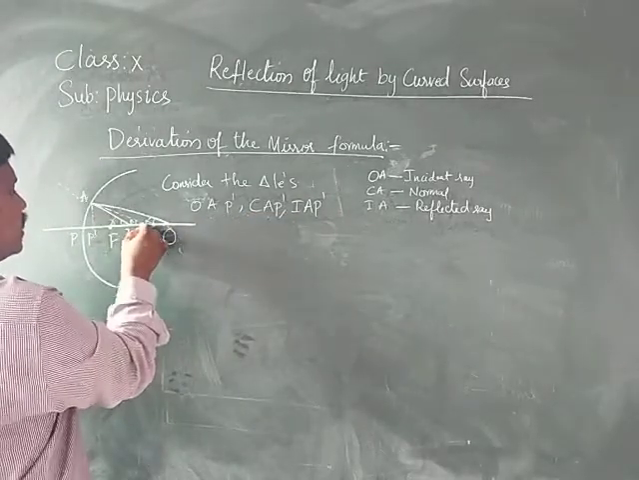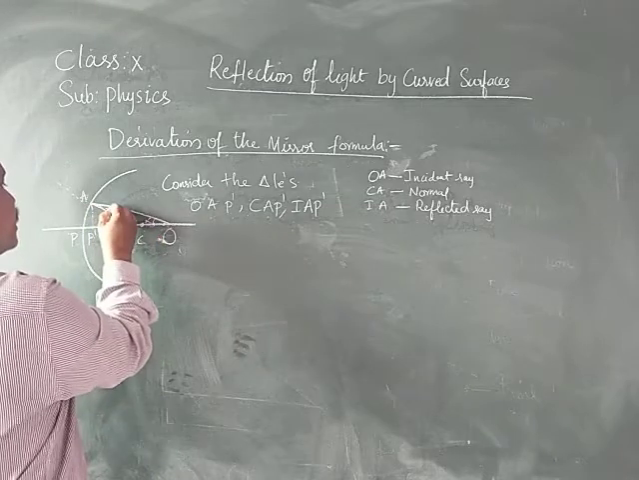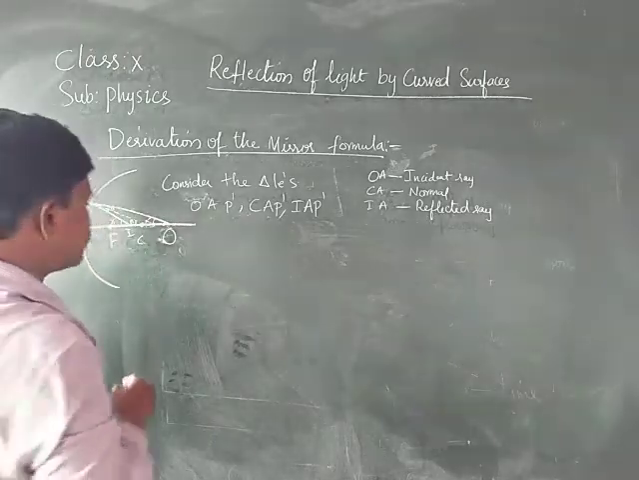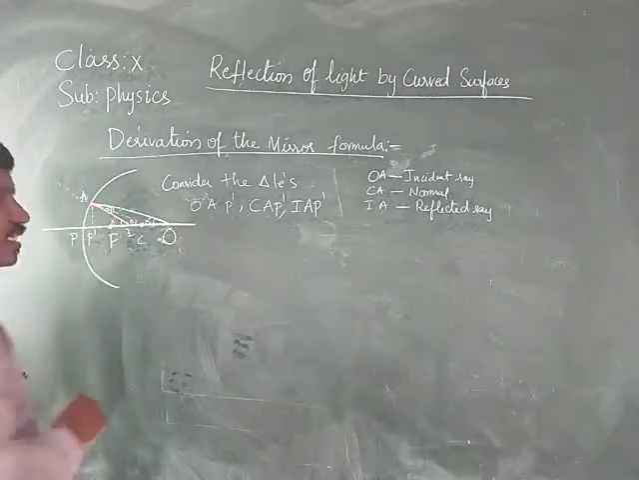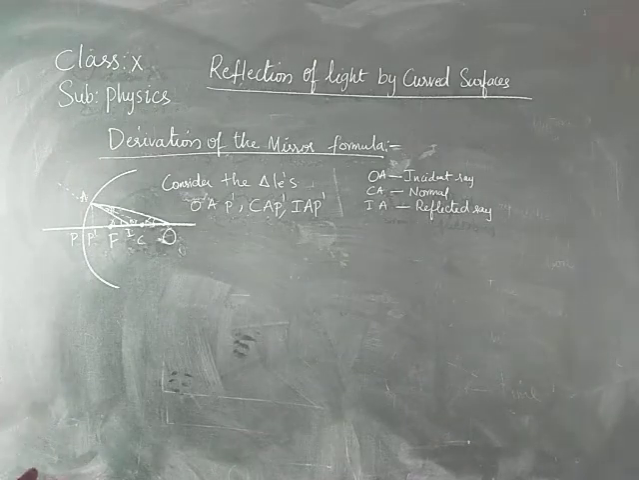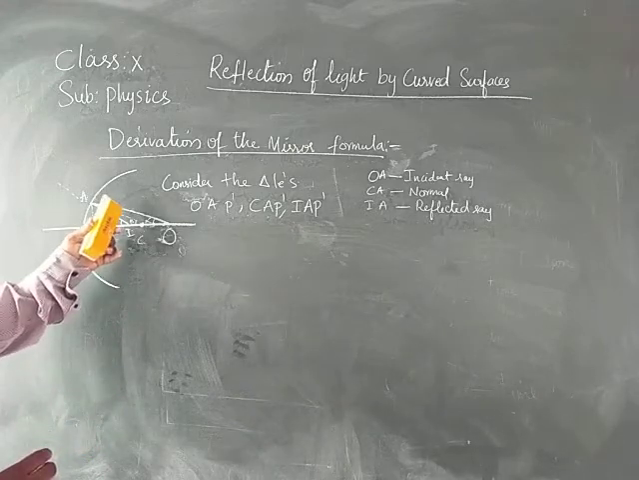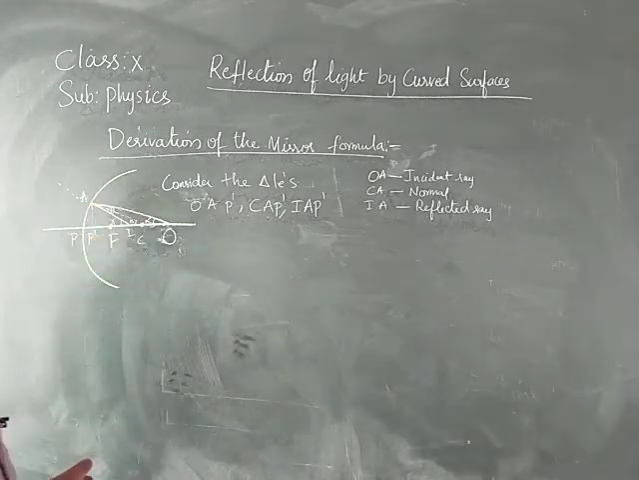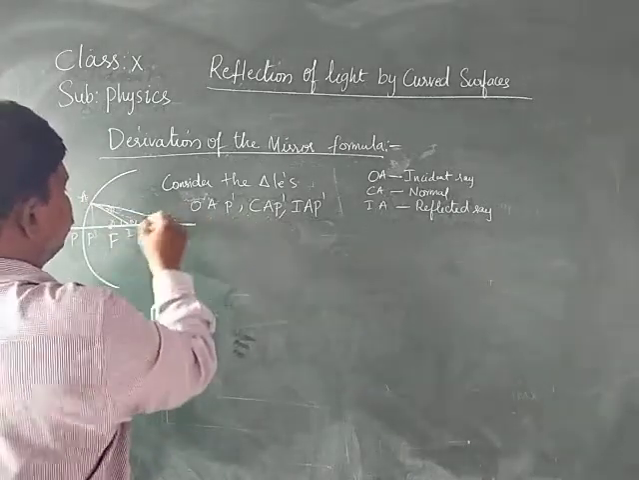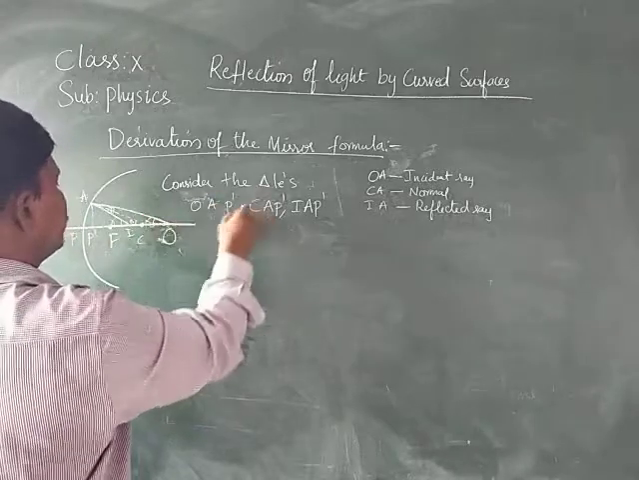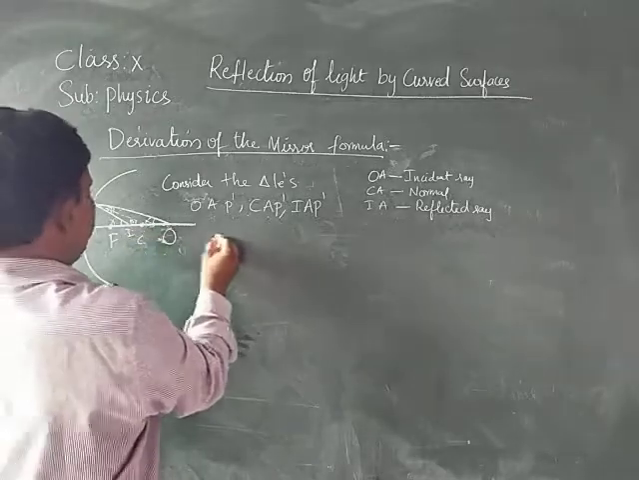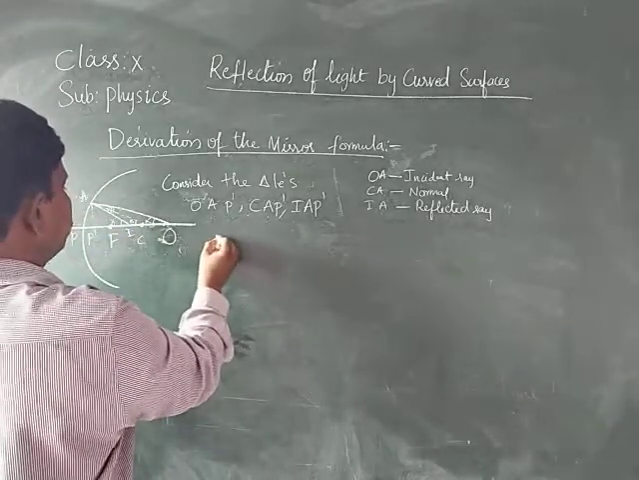Now see here, as this is the normal, this is angle theta. If theta is the angle of incidence, then what is the angle of reflection? It is also theta. Angle of incidence is equal to the angle of reflection by the laws of reflection. Now from this figure, we are considering the three triangles.